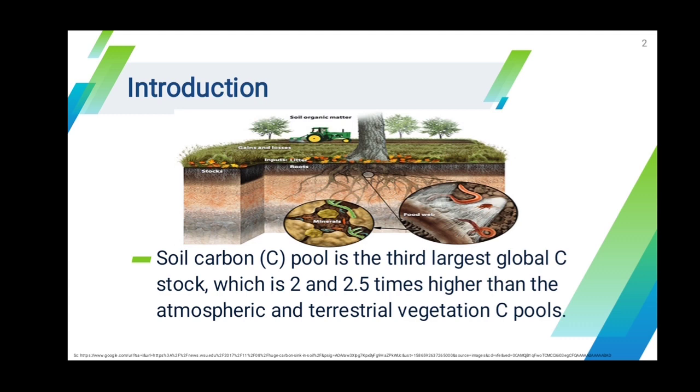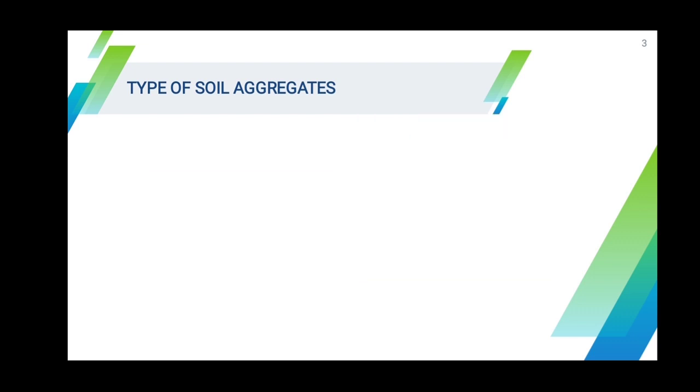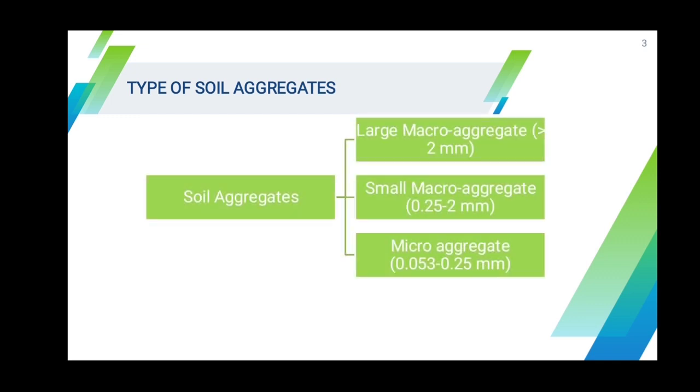Introduction. Soil's carbon pool is the third largest global C stock, which is 2 to 2.5 times higher than the atmospheric and terrestrial vegetation C pools. Type of soil aggregates. Soil aggregates are a group of soil particles that bind each other. And there are three types of soil aggregates.